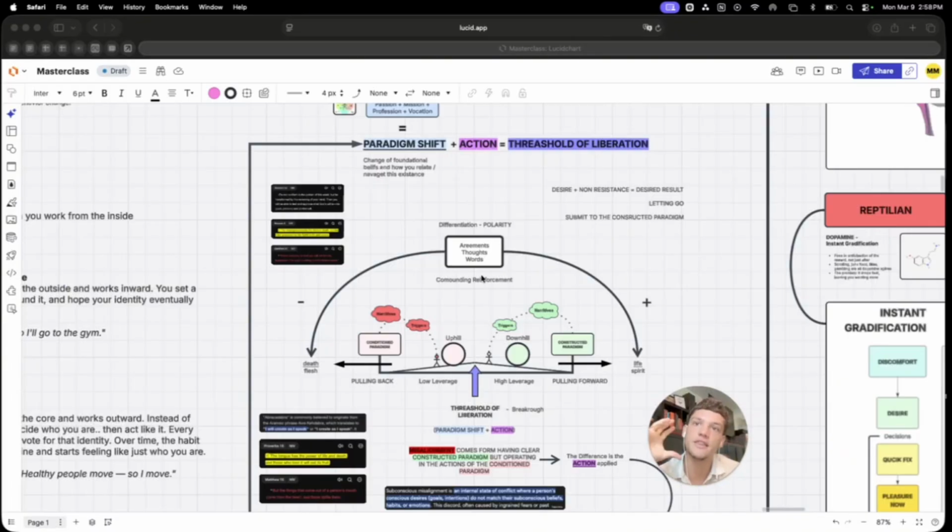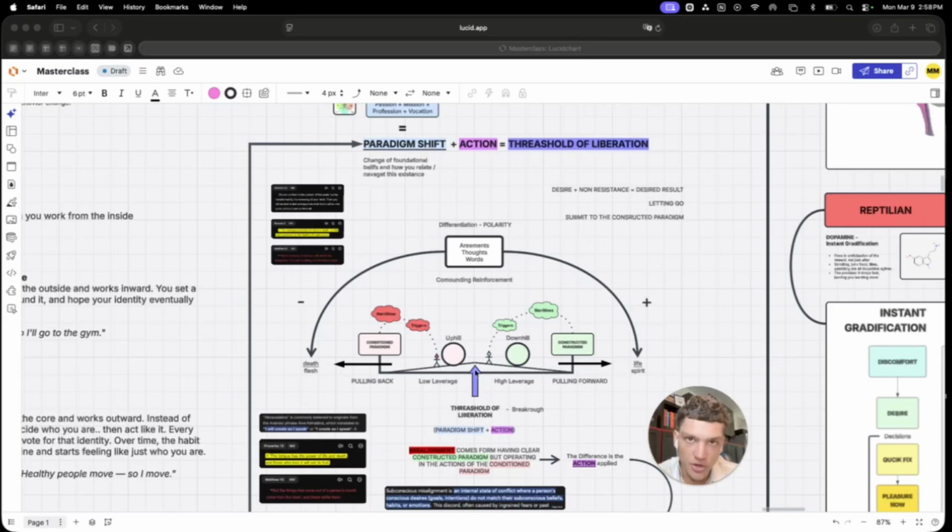So you need to understand that the only way, first, is to have clarity. And once we have clarity, we need to be consciously aware of which paradigm we are loyal to. The way that we do that is by getting hyper clear and feeding the narratives and triggers for said paradigm. As we talked about before, the paradigm shift plus action equals threshold of liberation, right?